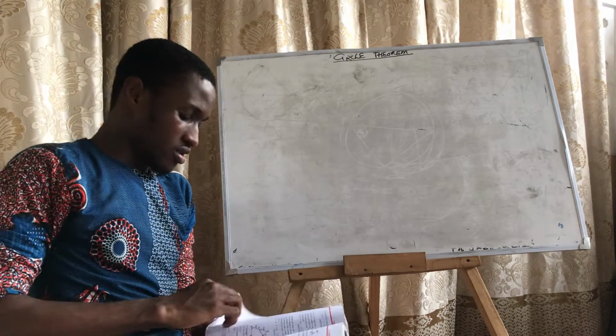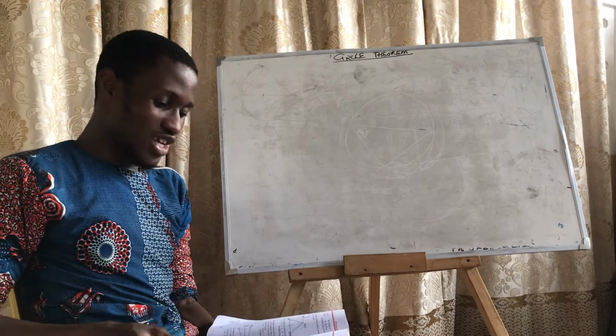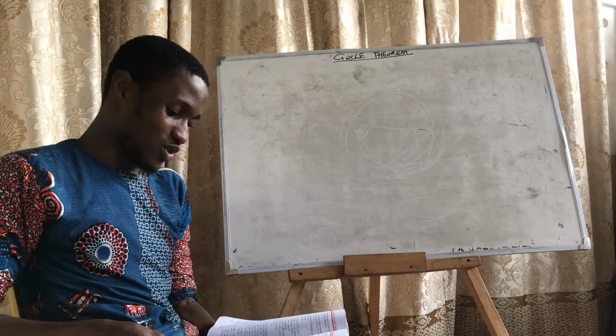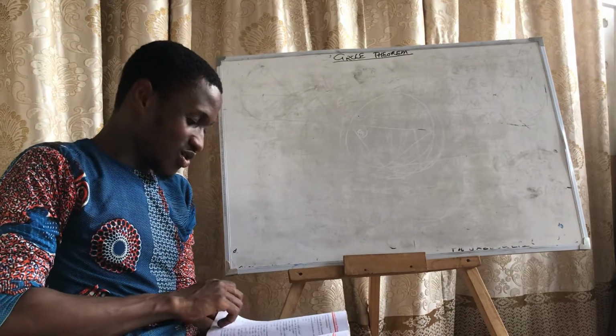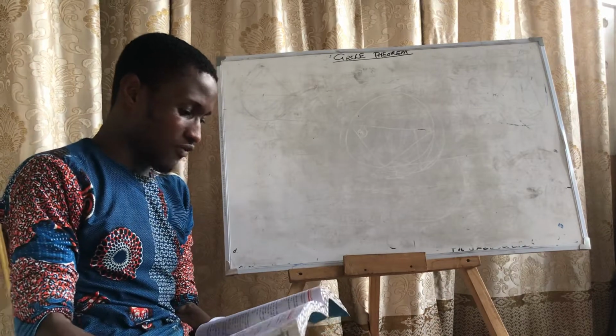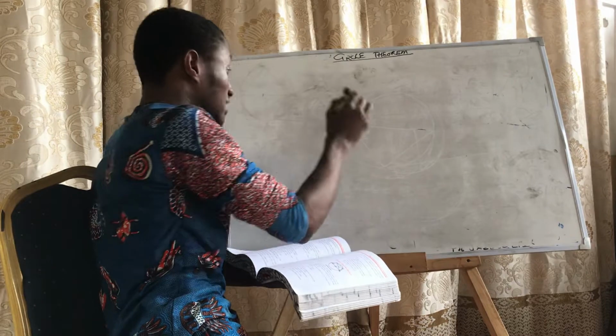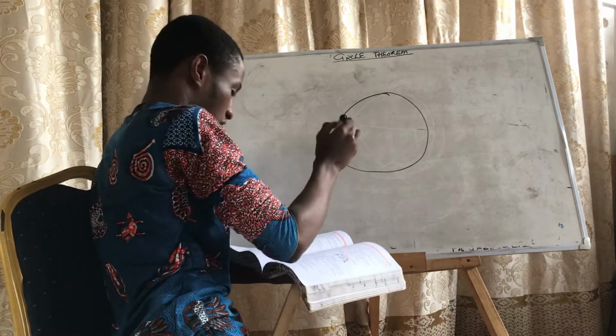Wow. This book is very big. But you have to learn all these things before you can pass your WASSCE. It's serious. Okay, I think I have a sample here. I have something like WASSCE 1998. This is a circle theorem that came.